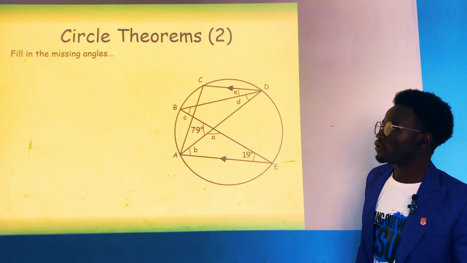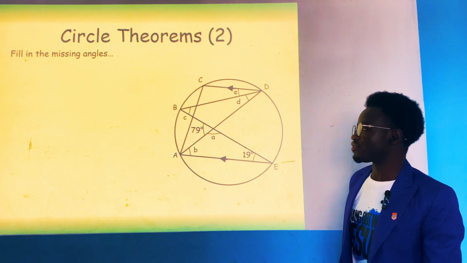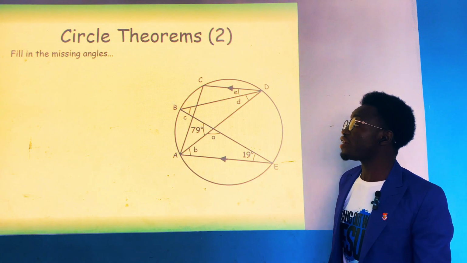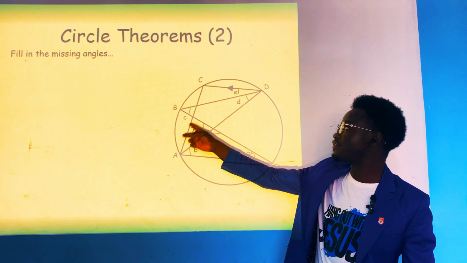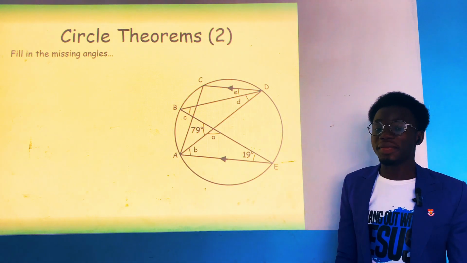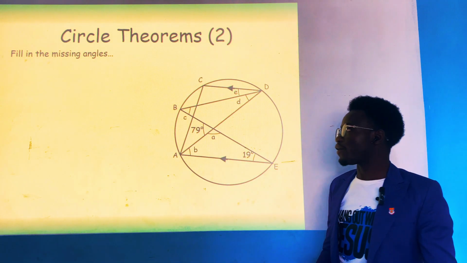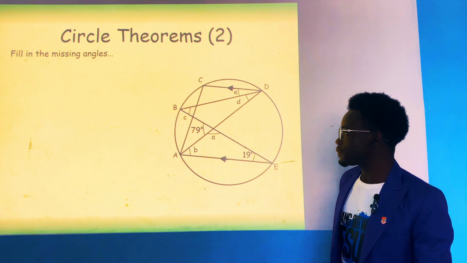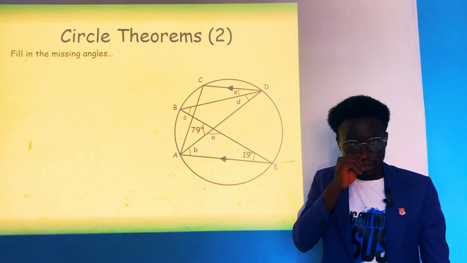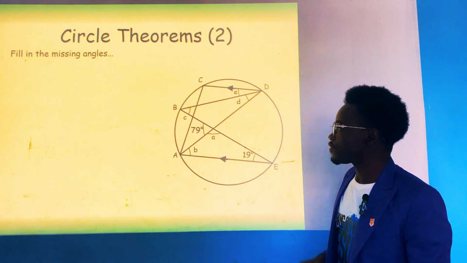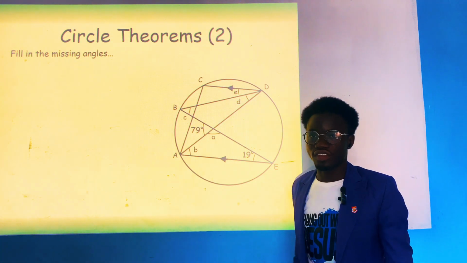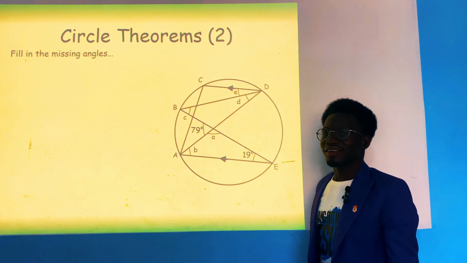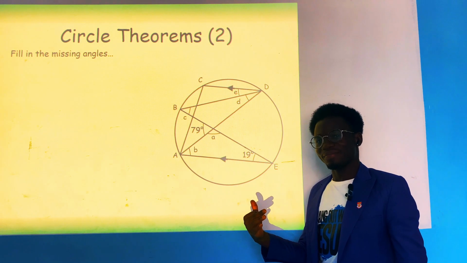The next example, fill in the missing angles. So we have about 4 or 5 angles missing. A, B, C, D, E. All of them are missing. So we got to find them. So first look at A. Let's see. Okay. You can take your time and go through it again. If you can do it, that's okay. If you can't do it, come back to the video.